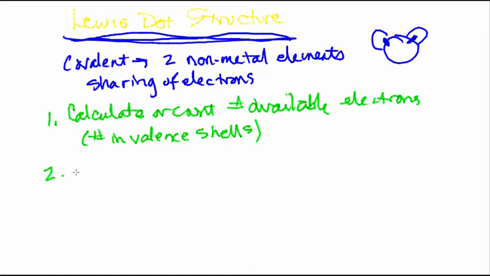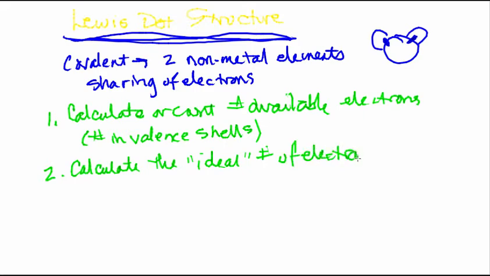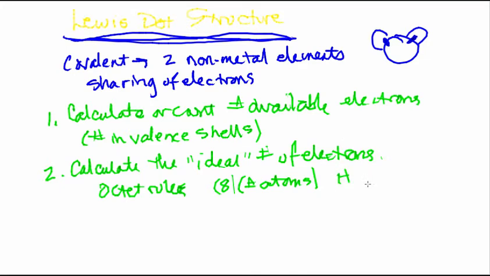Number 2, we calculate the ideal number of electrons to make everybody happy. And that's by following the octet rule, where each element is happy with 8 electrons. So normally we'll just multiply 8 times the number of atoms. The only times we don't do that are when we're dealing with either hydrogen or helium. They only need 2 electrons to be happy, and you know that.